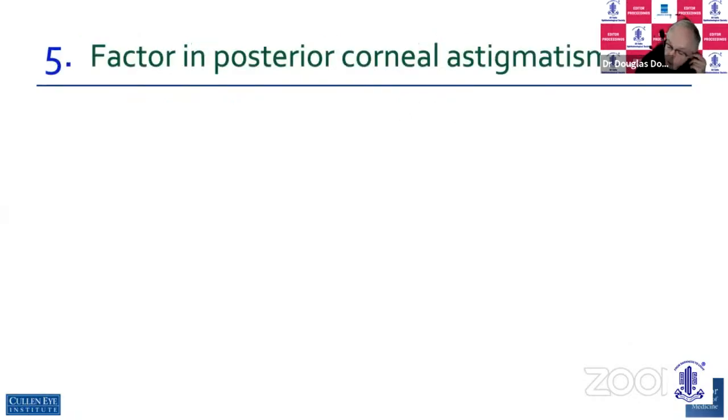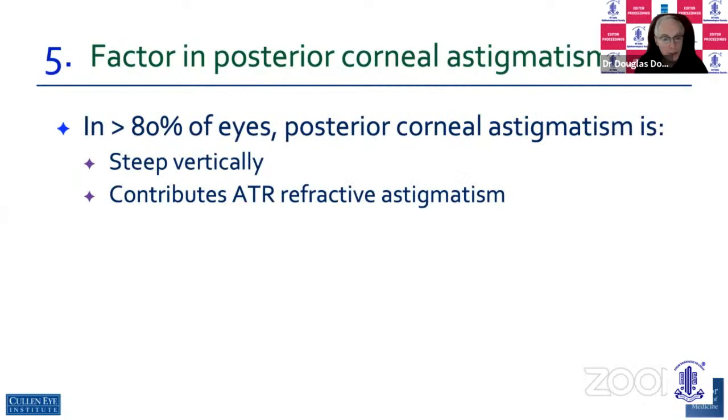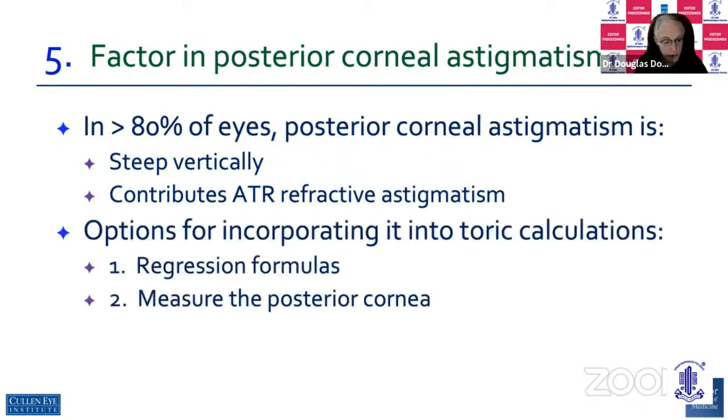So how do we factor in posterior corneal astigmatism? Well, we know that posterior corneal astigmatism tends to be steep vertically, and it contributes to against-the-rule refractive astigmatism. That's in 80% of the eyes. In the other 20% of the eyes, though, the posterior corneal astigmatism is either oblique or actually steep horizontally.